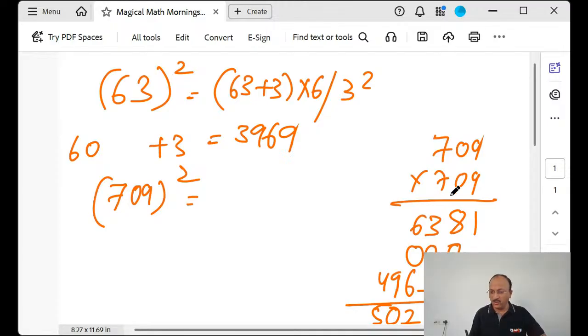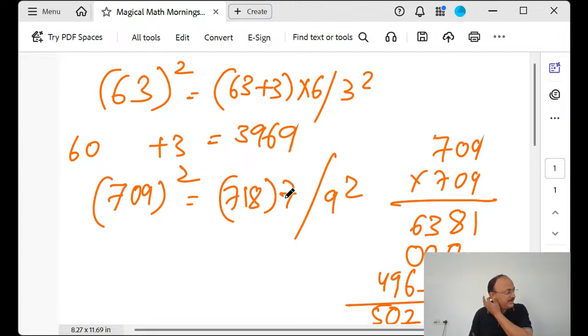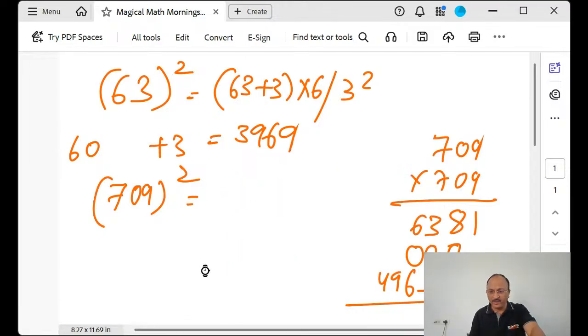But before this, all of you have given the answer here. Correct? Only thing is you should be careful with this. What we do: 709 plus 9 is 718, into 7 you do. Right hand side is 9 square. 718 into 7 is 5026. Correct? 9 square is 81. 7 7s are 49. Correct? And 18 7s are 126. So I will add 5026. That's it. Correct? Now let's try one more big number.